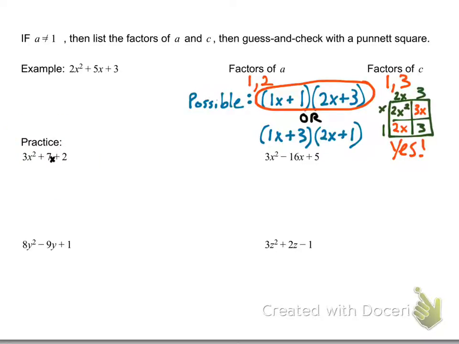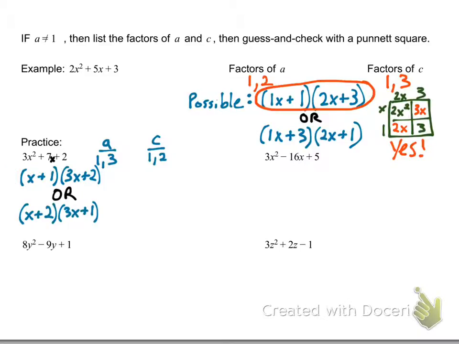We're going to list the factors of a, they're 1 and 3, and the factors of c, which are 1 and 2. And I'm just going to write down the different combinations and try multiplying each one. So we could have that combination where the numbers in front of the x's are 1 and 3. And then we could flip them where we have, again, 1 and 3, but this time the 2 and the 1 switched places. You see that? And those are all the possible combinations of a and c.